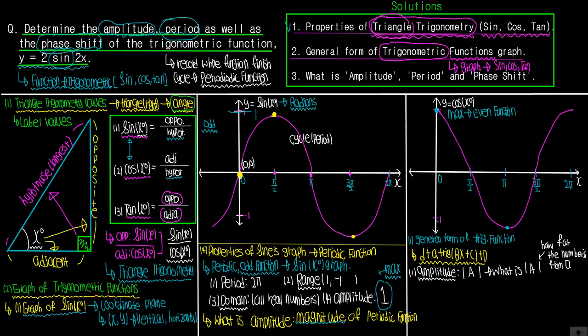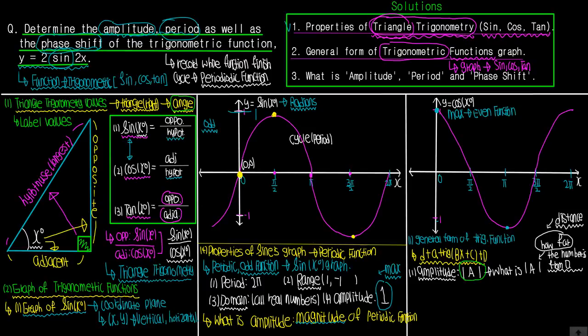What does it mean? That means it won't count a negative value. It will only count a positive value because it is a "how far." And "how far" means it shows the distance, and in the distance, we can't count a negative number. We can only count a positive number. So this is what the amplitude is going to be: the absolute value of our a value.